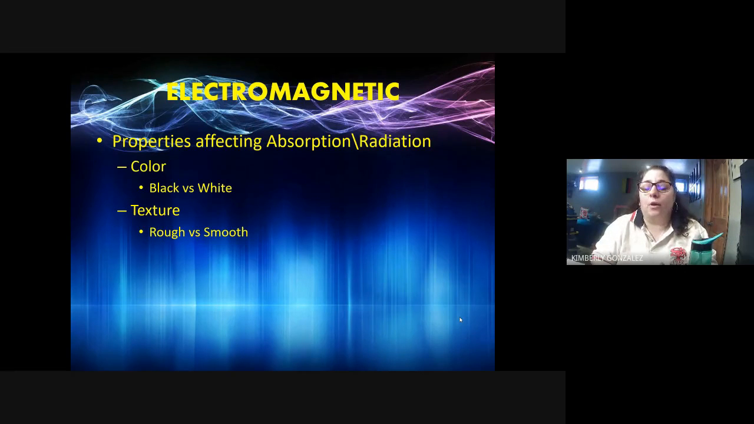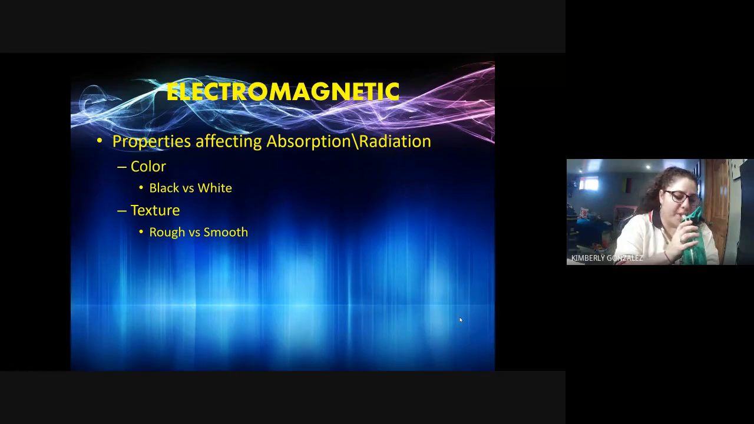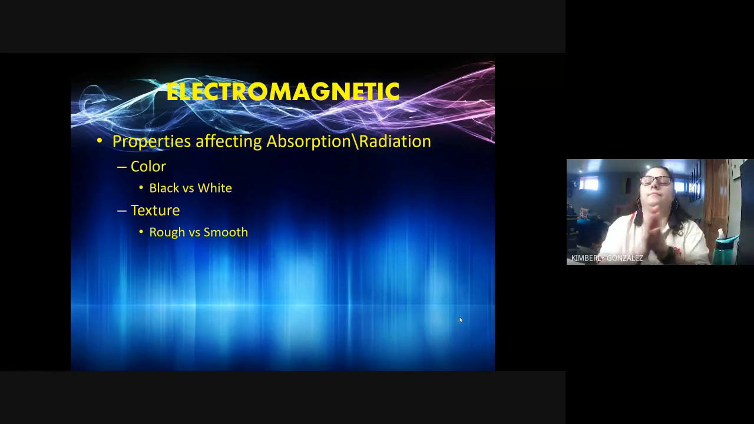Now, there are properties that will affect how well that energy is going to either be absorbed or radiated. The 2 properties are the color and the texture. Those are the 2 properties, the color and the texture.